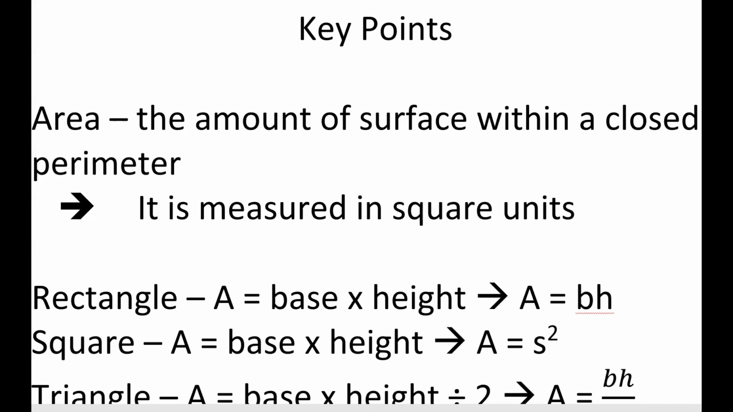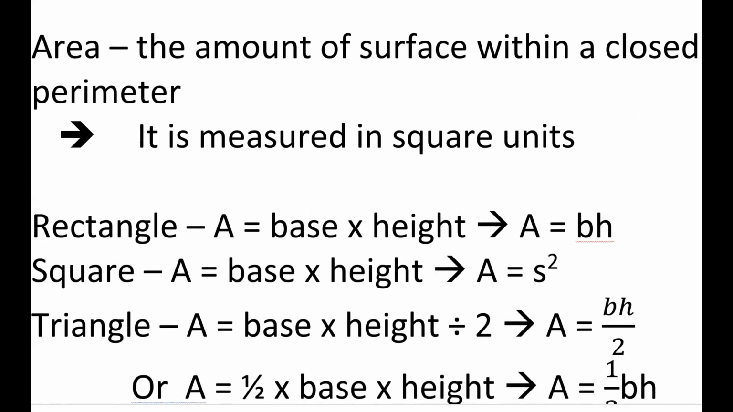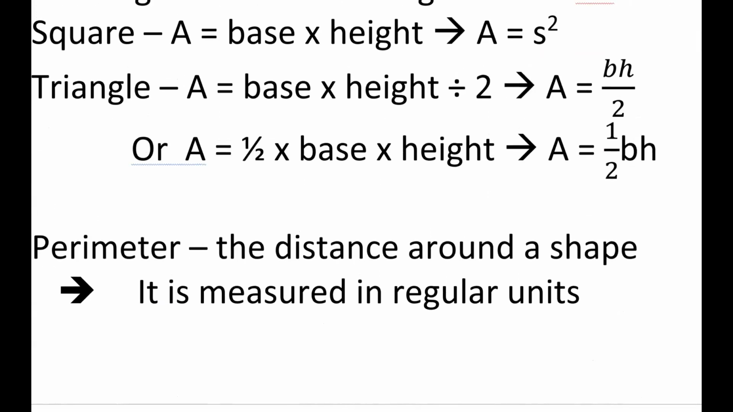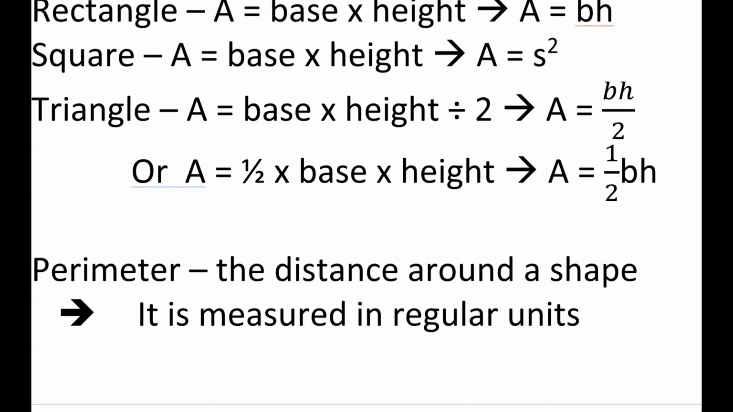And the key takeaways today are you're going to be able to understand what area is, as well as the area formulas for a rectangle, a square, and a triangle. And then you're also going to be able to understand that perimeter is going to be different than area.